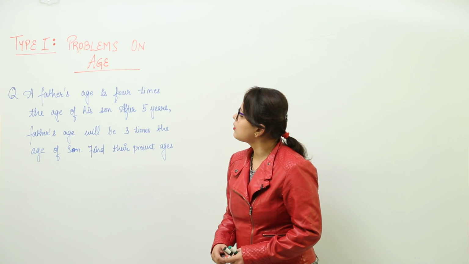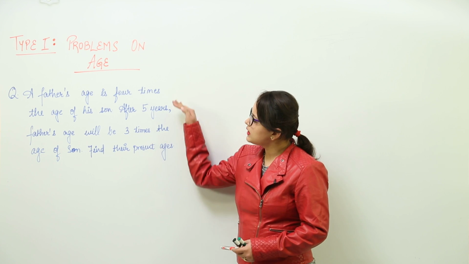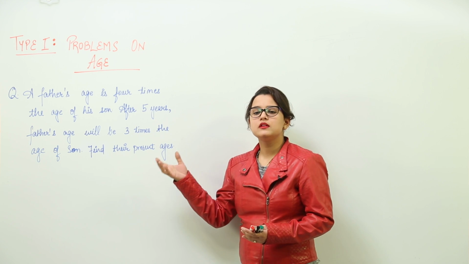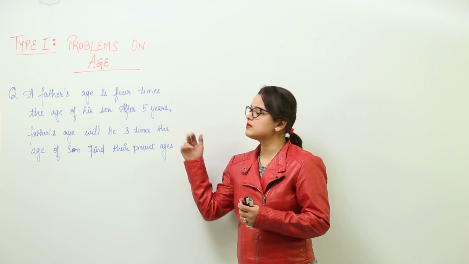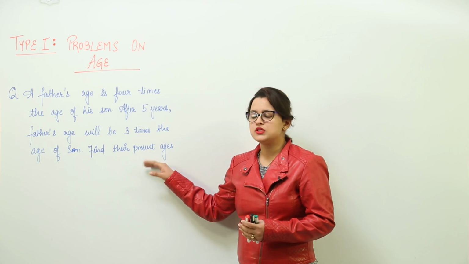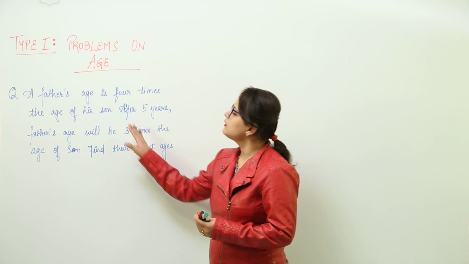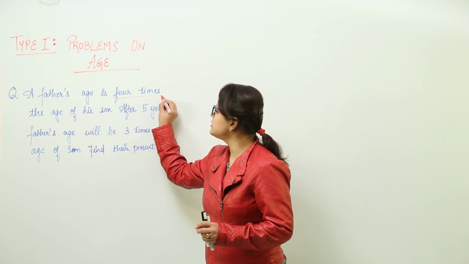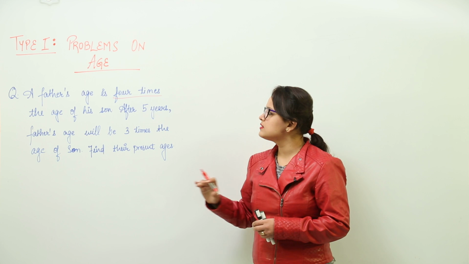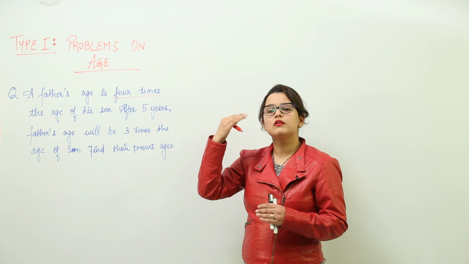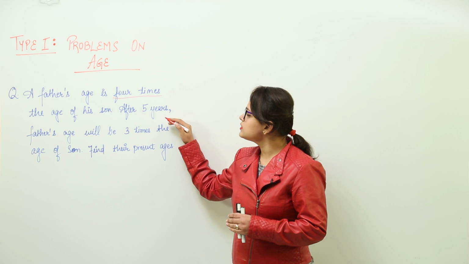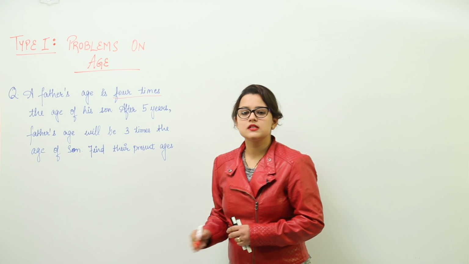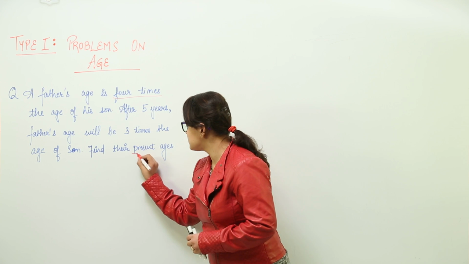Now we will do the problems on ages. So age problem comes like this, in which you have been given the present ages and you have been given the future ages, and for that you have to find out the present ages. So I have taken one such example where a father's age is 4 times the age of his son, right? That is, we are talking about their current ages. After 5 years, that is their future, the father's age would be 3 times the age of his son. We have to find their present ages.